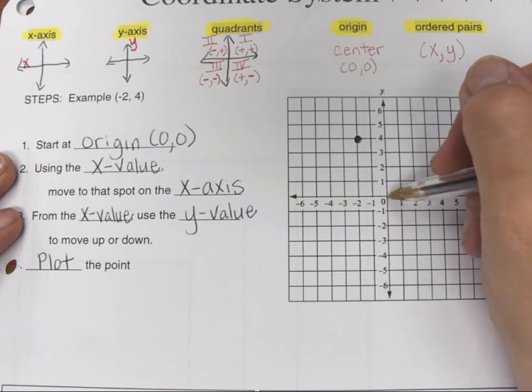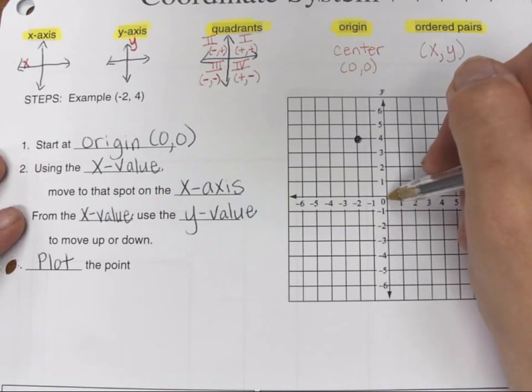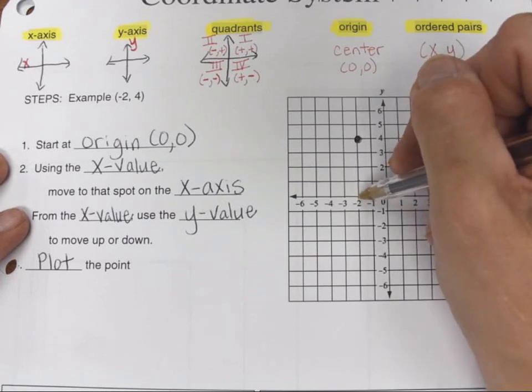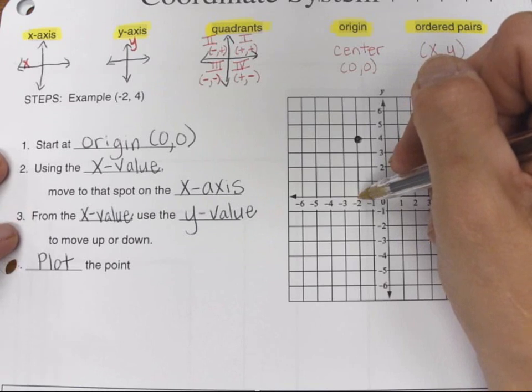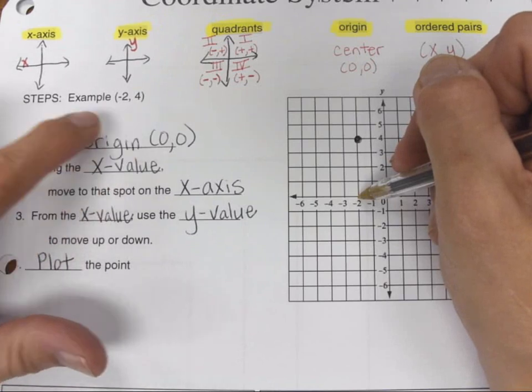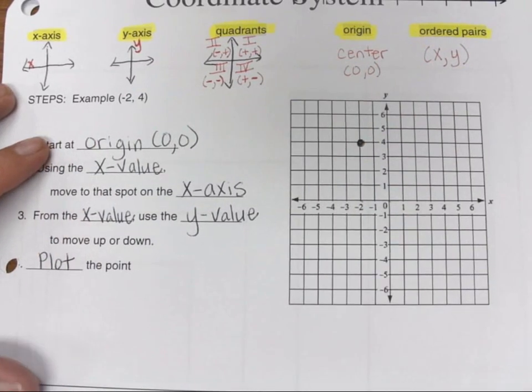Okay, so once again, you start at the origin. You move to the spot on the x-axis, which was given to us as a negative 2. And then we find the y value to move up or down. Since our y value is positive 4, we go up to the 4. And there we have it.